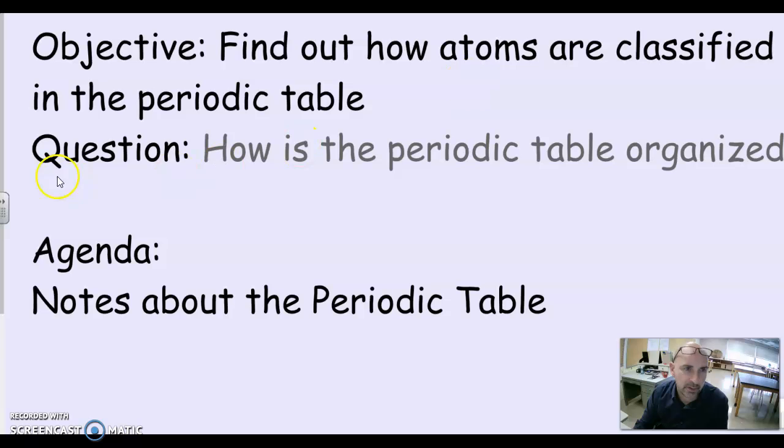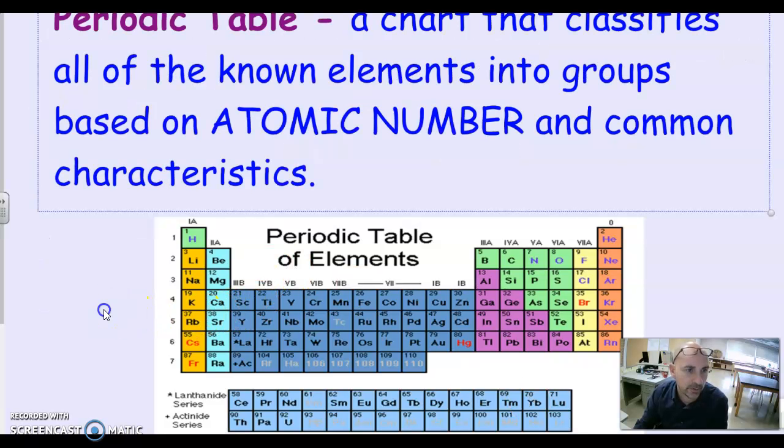Today we're going to find out how atoms are classified in that periodic table and what the periodic table is doing, and we're going to look at our notes. So why don't you get your packet out and follow along as we fill in the notes about the periodic table.